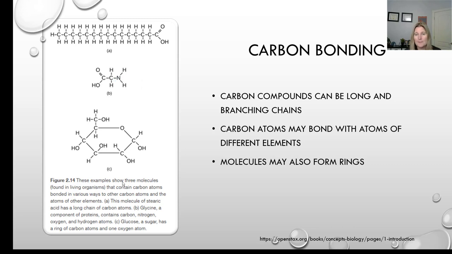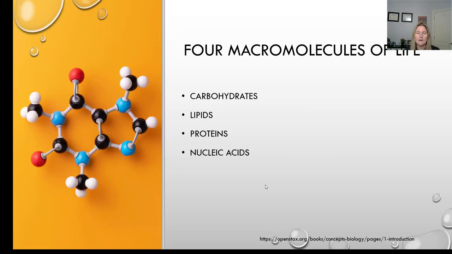Our carbon-based molecules don't necessarily have to be linear or branching linear. They can form a ring structure. So here you can see an example of carbons forming a ring connected to an oxygen here. And then attached to each of the other carbons, we have perhaps an OH hydroxyl group and a hydrogen, something like that.